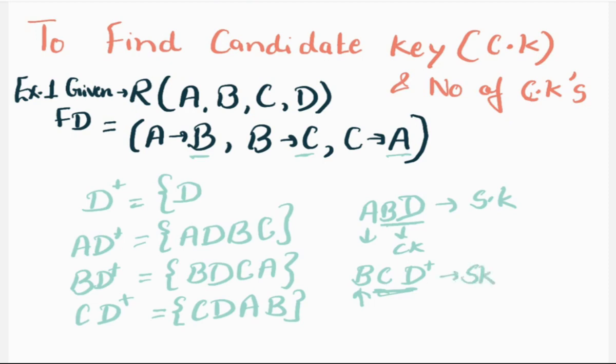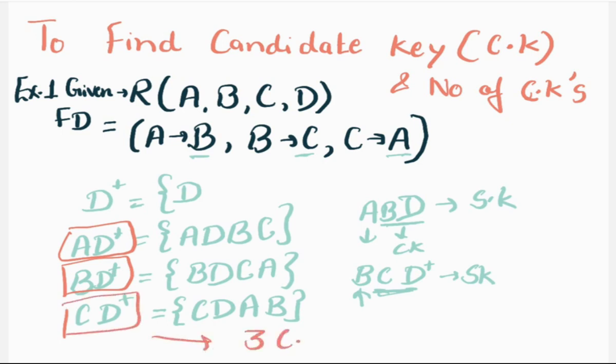So finally, the candidate keys we have in this relation are AD, BD and CD. So we have three candidate keys.